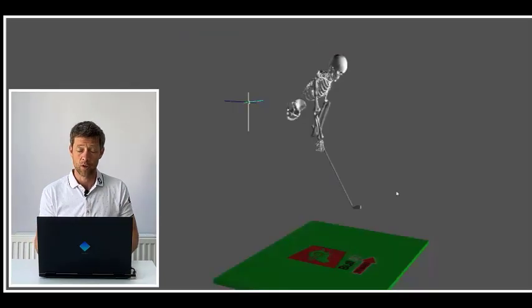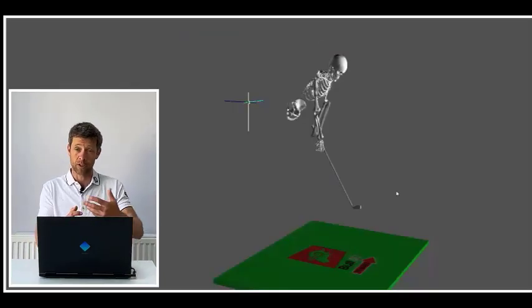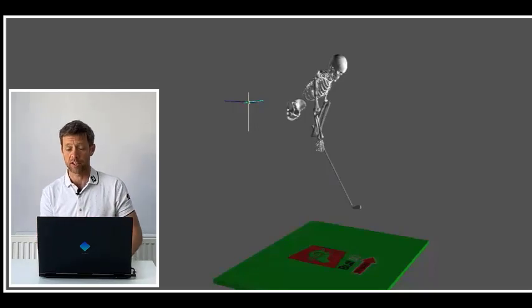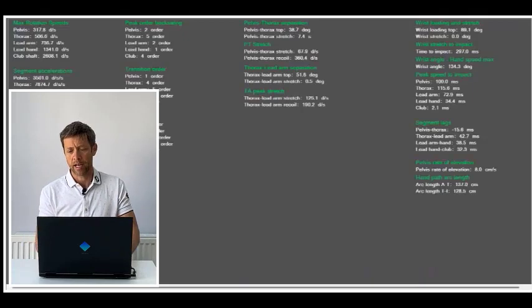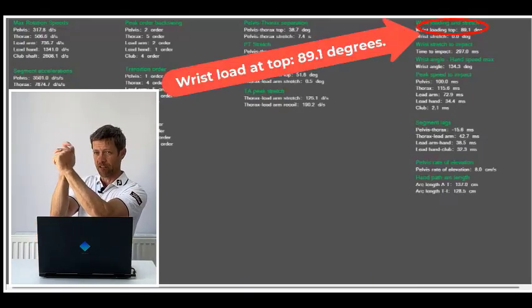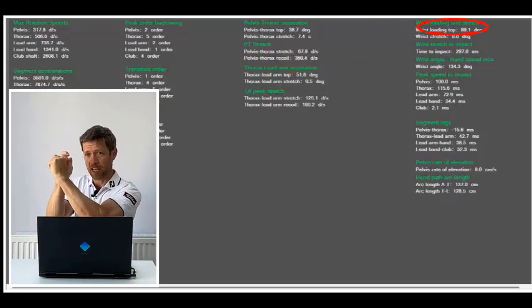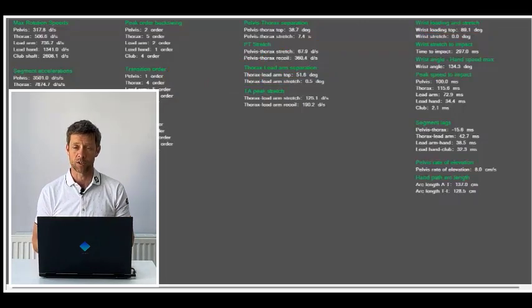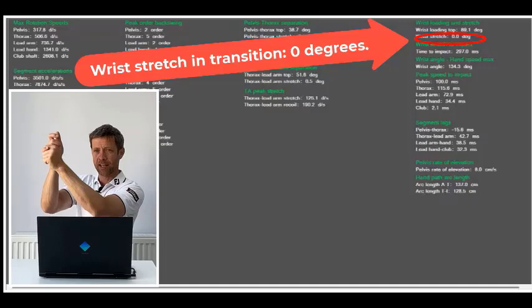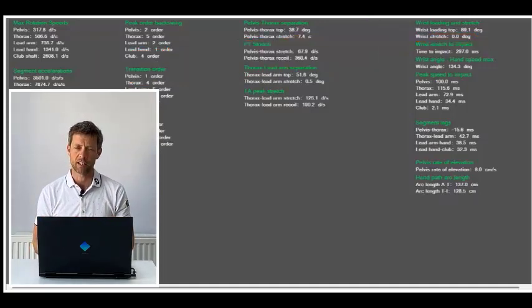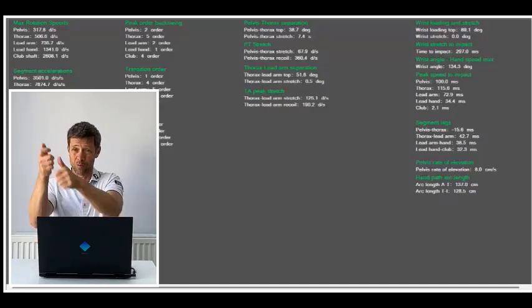However, looking at a more recreational player, compared with, for example, the recent PGA Tour winner, what can we start to see? So, for example, you'll see here at top of backswing, we have a wrist loading value of just under 90 degrees. So they have much more stretch in that wrist at top of backswing, which is why we actually see an increase, once again, as shown by the circle on screen, of 0 degrees. So there's actually no increase in that wrist stretch, what's often called lag, in those wrists in transition.